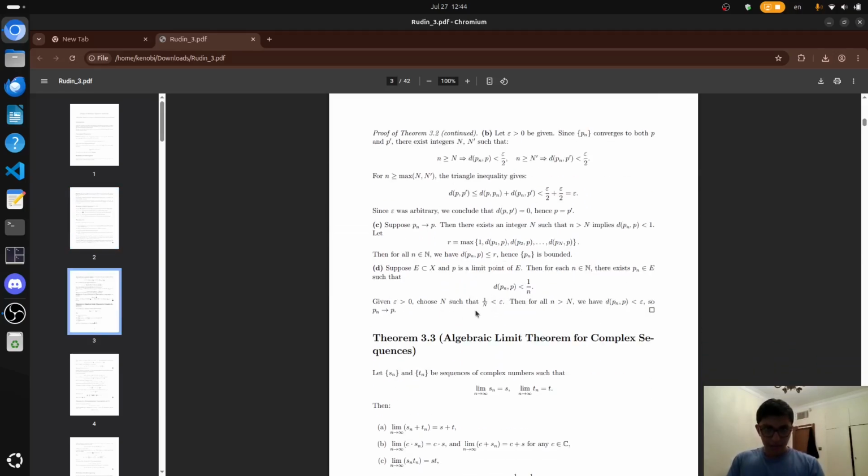We choose epsilon greater than 0, and choose N such that 1 over N is less than epsilon. So that means for all n greater than N, we're going to replace this 1 over n with epsilon. We're going to have the distance from Pn to P less than epsilon, so we prove that Pn goes to P.